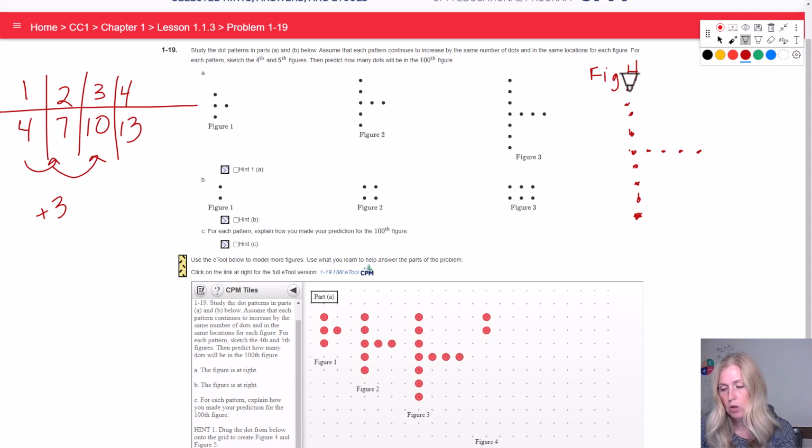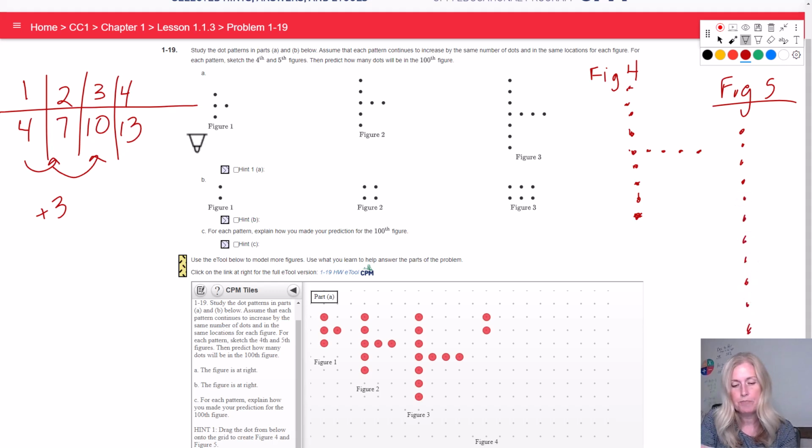So go back and count. 1, 2, 3, 4, 5, 6, 7, 8, 9, 10, 11, 12, 13. Okay, so perfect. Not only do I have the correct number of dots, but I have them in the correct place to follow the pattern that they've set. So figure 5, I keep forgetting what they have. So 3, 5, 7, 9. This one should have 11 vertically. And horizontally this one should have 6. So that's what they should look like when you've drawn them out.